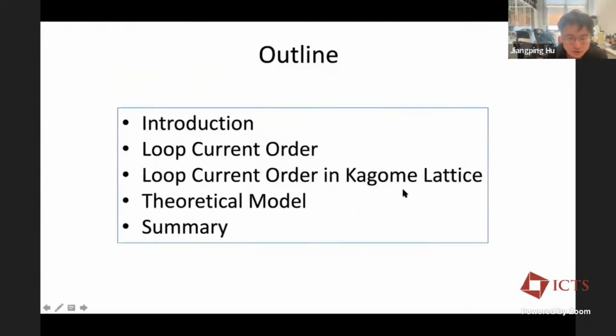So here's the outline of my talk. First I will give the introduction, then I will talk about what the loop current order is, and especially our focus on the loop current order in these Kagome lattices. And I will discuss some theoretical models which can provide this loop current order, and then I will make a summary.